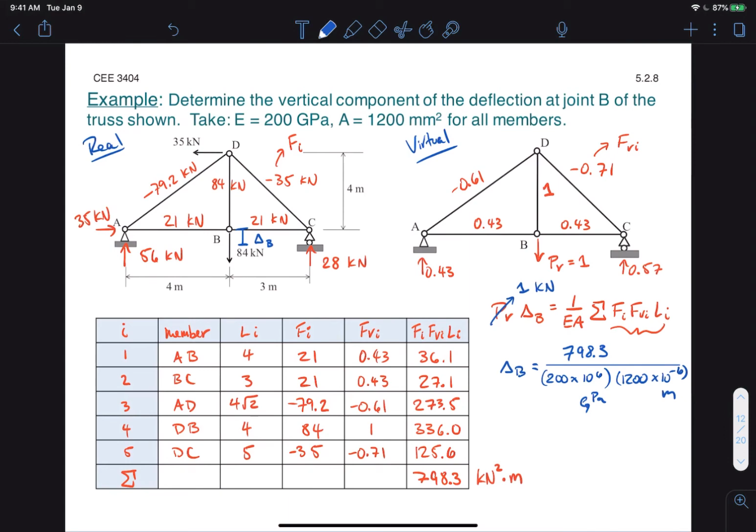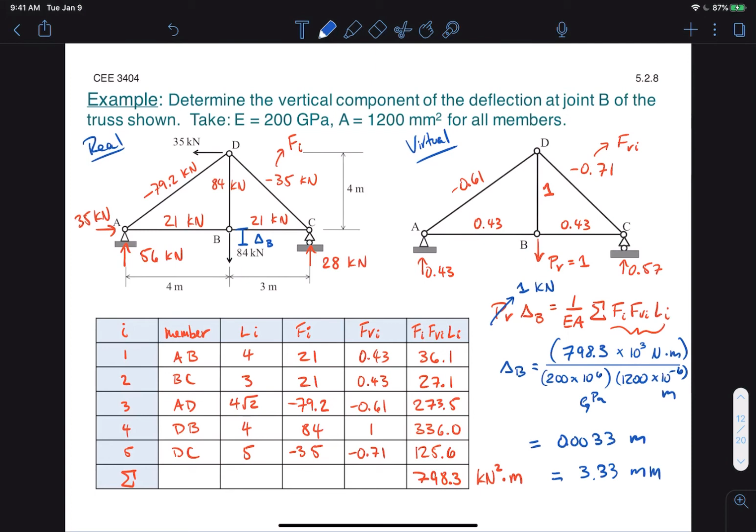And so I get kilonewtons times meter in the numerator, so I just multiply by 10 times 10 to the third Newton meters up here. And if I solve for that, I get 0.033 meters, or 3.3 millimeters, which is a reasonable displacement for a truss.